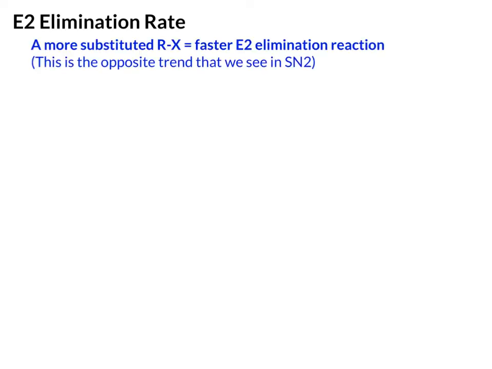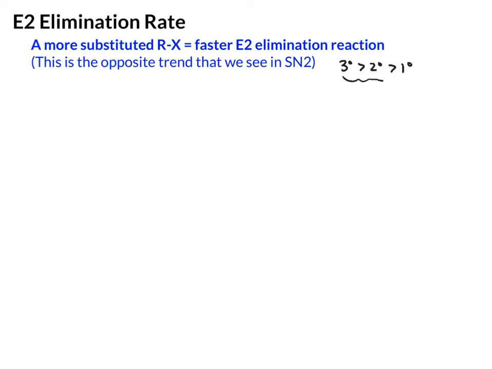In terms of the rate of the E2 elimination, there's one important distinction where it diverges from the SN2. So in many ways, it's like SN2 in that we want a strong base, strong nucleophile, but in terms of the organohalide that's reacting, more substitution means a faster E2 elimination. So what this means is that for E2, tertiary halides are better than secondary, which are better than primary.